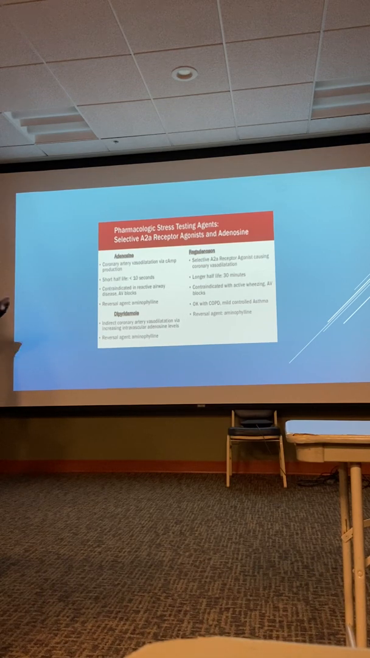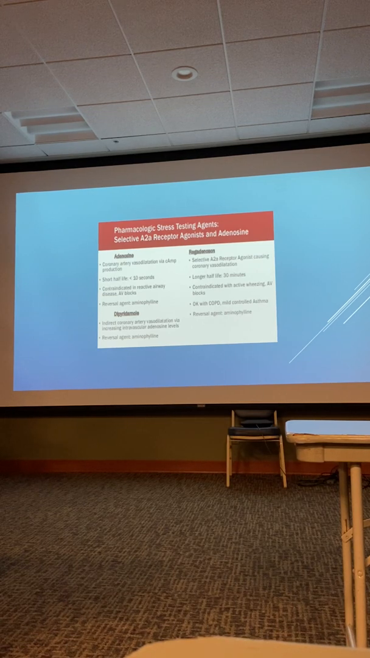So vasodilator stress is only meant for nuclear testing, not meant for echo stress testing. It was tested a long time ago. It doesn't really give us any good information for stress echo. So this is only for nuclear testing. It's indicated for patients who don't do exercise and need pharmacologic testing. So these are your patients who can't walk, your patients who have a left bundle, a pacemaker, patients who have Parkinson-like symptoms, those patients typically would get this type of testing.